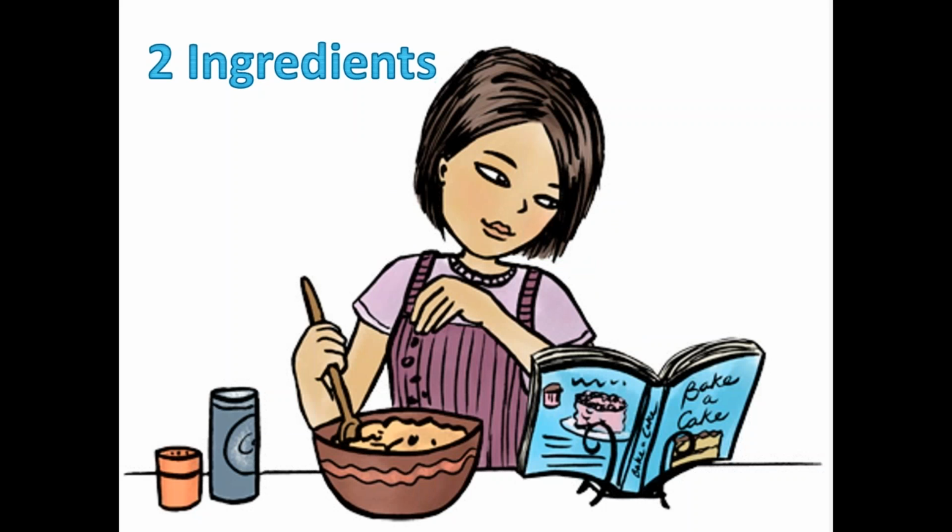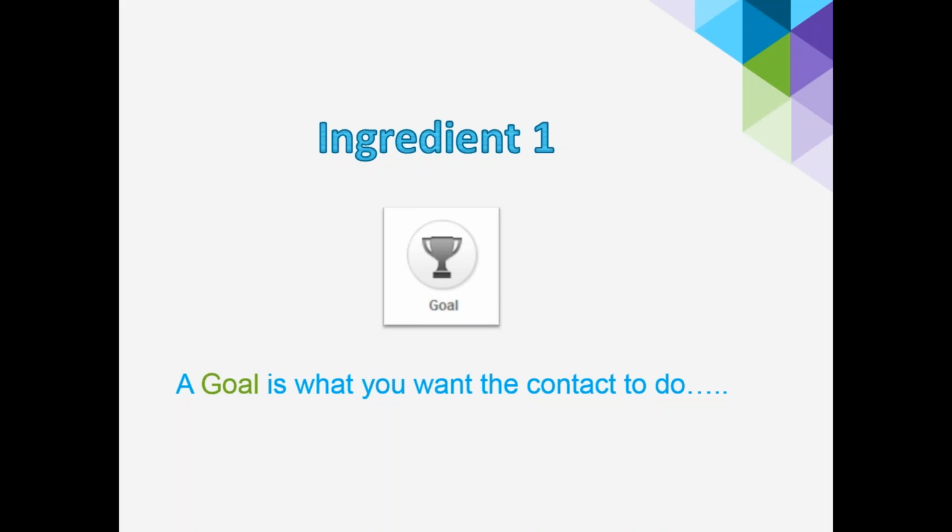So let's talk about Infusionsoft for a minute. When you're building out a campaign, you just need to know these two simple ingredients to build any campaign, a simple campaign that even grows into a more complex campaign. So when you think about our campaign builder, the first ingredient is a goal. We represent the goal with a circle. The circle, or the goal, is what you want the contact to do, what you want that prospect or that customer to achieve.